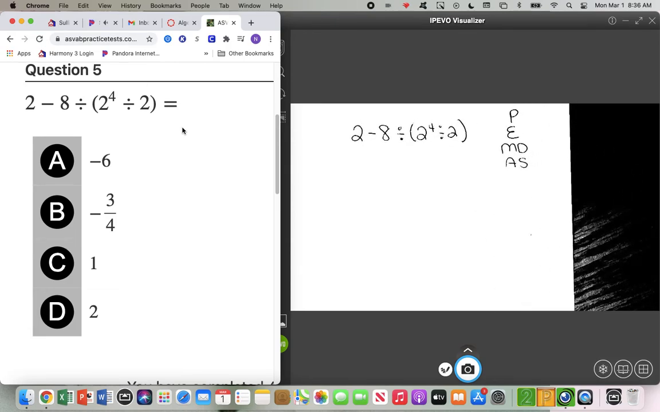You say we can't forget order of operations. We have to do what's inside the parentheses first. But before we go over this, what do you guys think the answer is? A, B, C, or D?